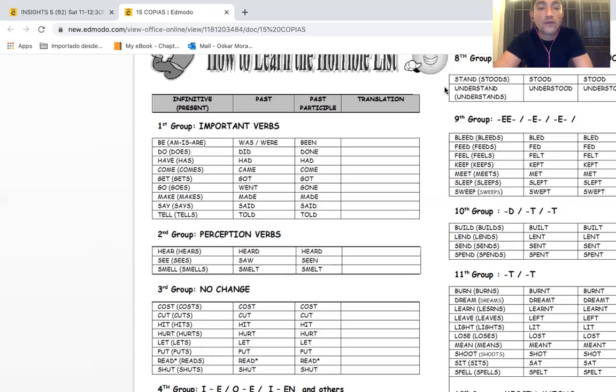So please review from group number 1 to group number 8, and we will check the rest of the groups in our next session.